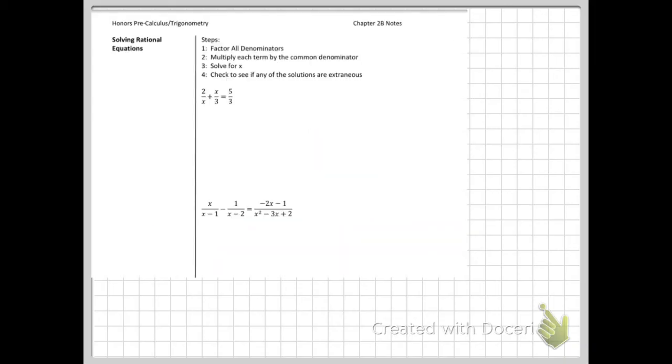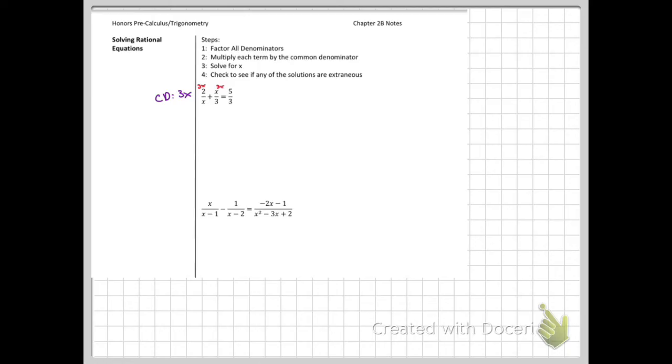Okay, solving rational equations. Factor all the denominators, multiply each term by the common denominator, solve for x, and then check for extraneous. Okay, in our first example, they're already factored. My common denominator is going to be 3x, basically one of every factor, right? Just like when they were in parentheses. So I am going to multiply everybody on top by 3x.